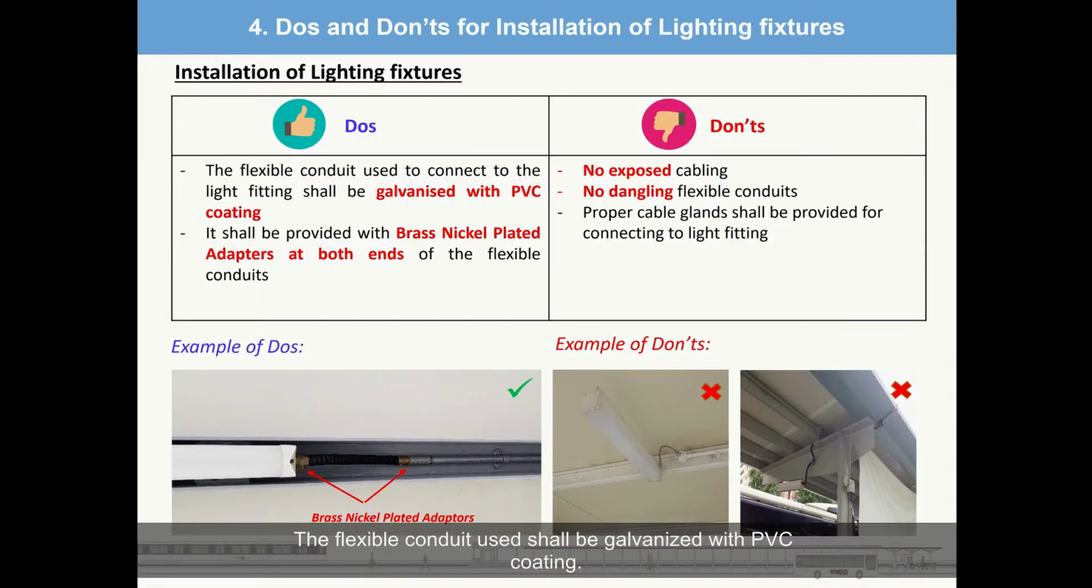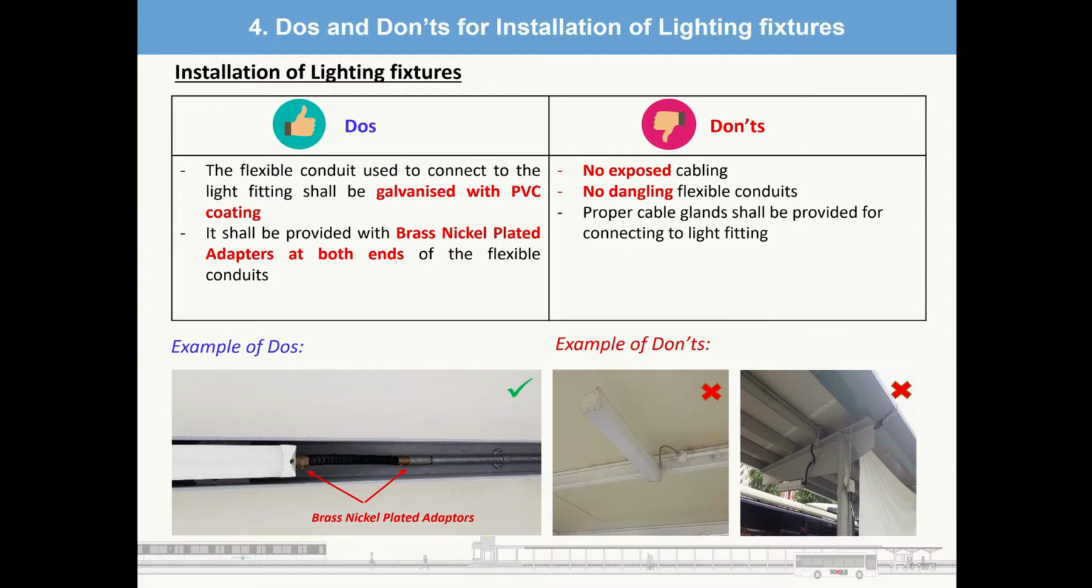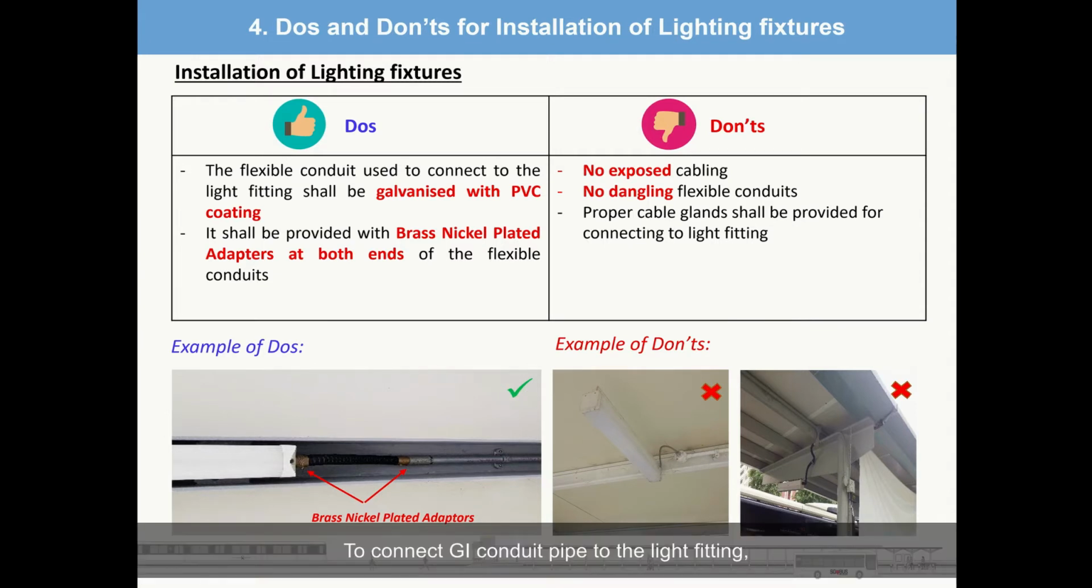The flexible conduit used shall be galvanized with PVC coating. To connect GI conduit pipe to light fitting, brass nickel plated adapters shall be provided at both ends of the flexible conduit. There shall not be any exposed cabling and no dangling flexible conduit for the installation.